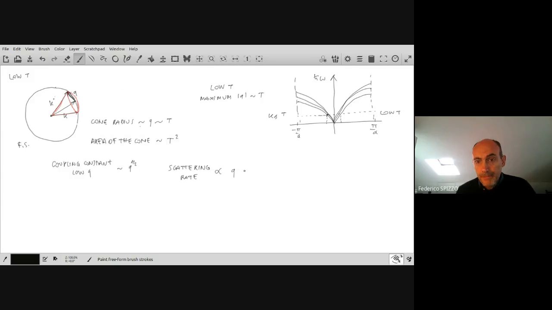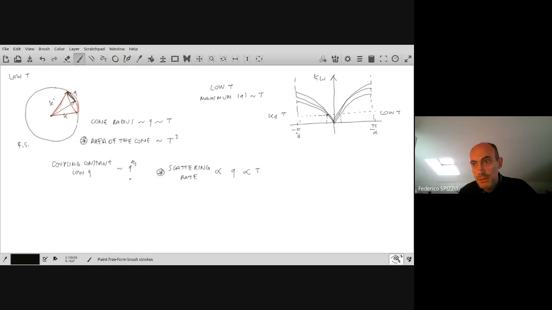And as we are in the low temperature limit, Q is proportional to T. So the contribution coming from the area of the cone, that means the contribution coming from the number of final states, is proportional to T to the power of 2. The contribution of the scattering rate is proportional to T. So we have T squared times T, so we have T to the power of 3, considering this contribution and that contribution.